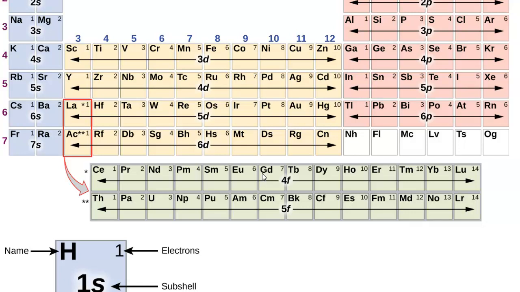You know, if you forget, just count your way up. Say, well, s is all of them, so therefore p must be 2 and higher, d is 3 and higher, f must be 4 and higher. So this is my 4f row, this is my 5f row. Okay? All of these elements right here actually belong in that one little square in the periodic table. These are called your lanthanides, sometimes called your rare earths. All these elements react extremely similarly to each other, and so they belong right here in the periodic table.